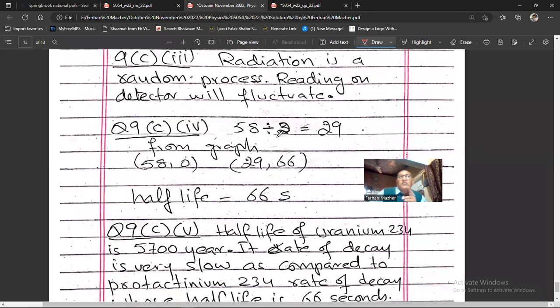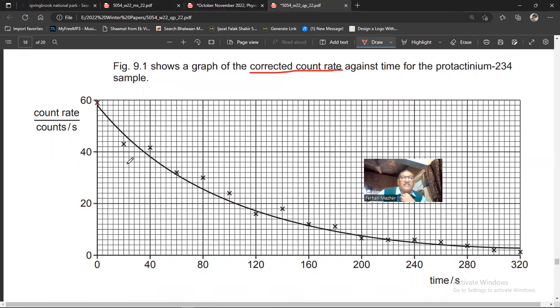Just note it down. After the half-life passes, it will become half. So divided by 2, that's 29. So from the graph, I will check where the 29 is. This will be 20, and this will be 30. So here somewhere, okay, it will be.